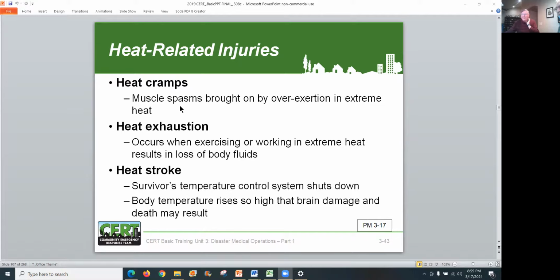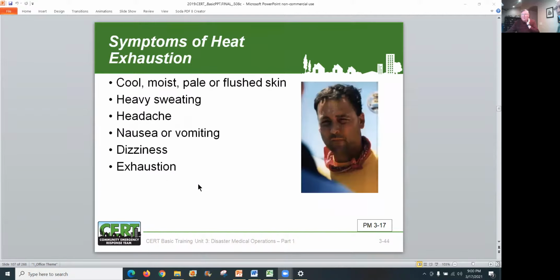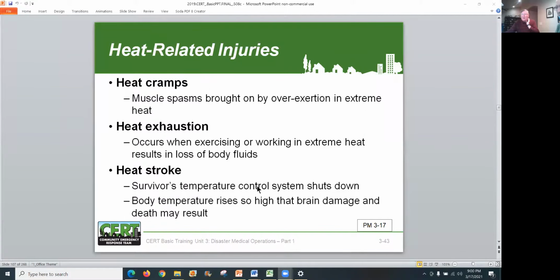Heat cramps are muscle spasms basically, from overexertion and extreme heat. The next level is heat exhaustion, which occurs when exercising or working in extreme heat, with loss of body fluids. Heat stroke is when the body's temperature control system shuts down, and body temperature rises so high that brain damage and death may result.